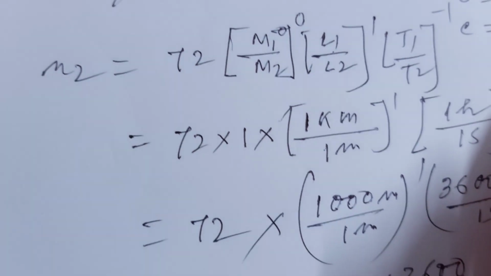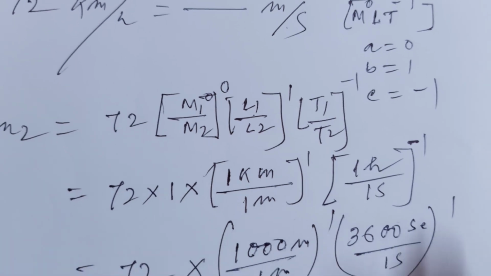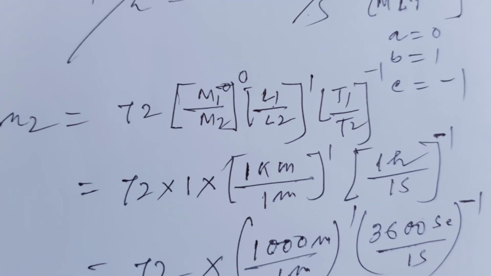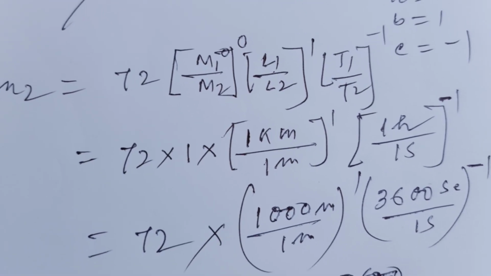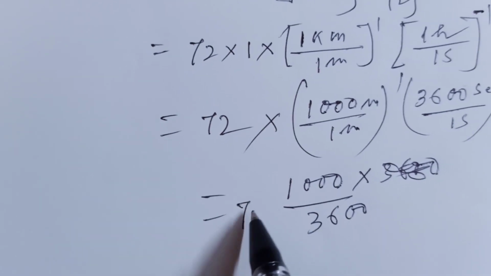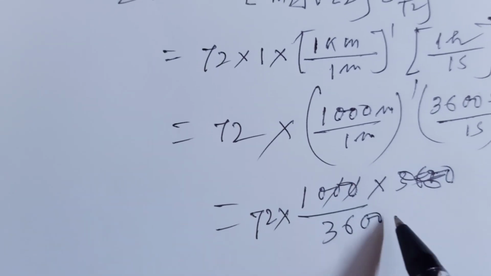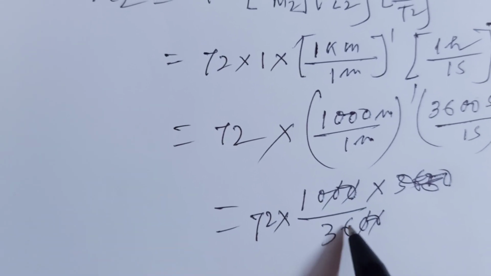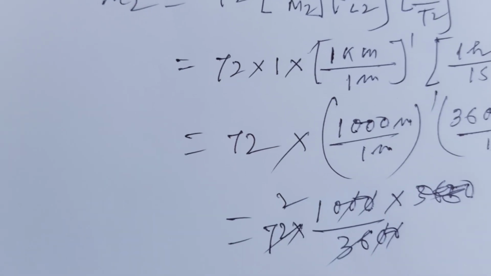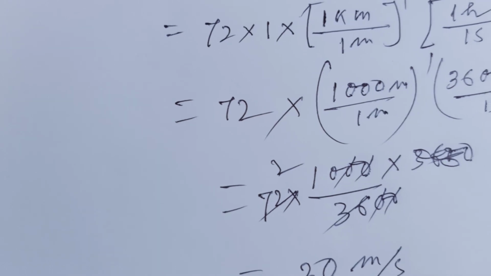oh sorry, c is minus 1, student. So this is to the power of minus 1, so this is 1 by 3600. Minus 1 means you have to write it in the denominator. So 72 into 1000 by 3600, so these zeros cancel, and 36 into 72, so 20 meter per second. So this is so simple.